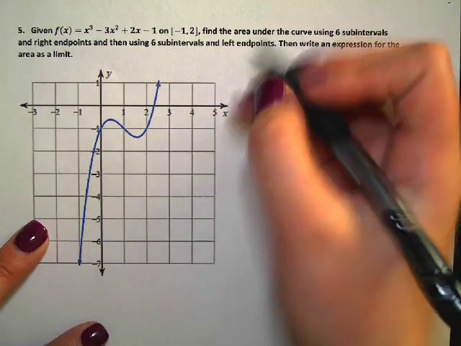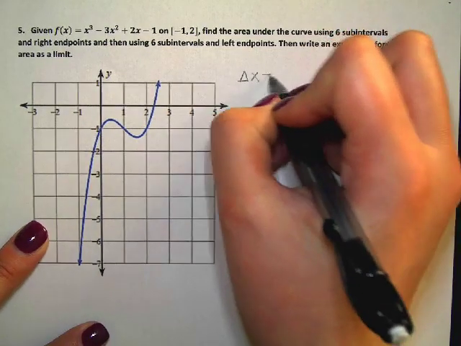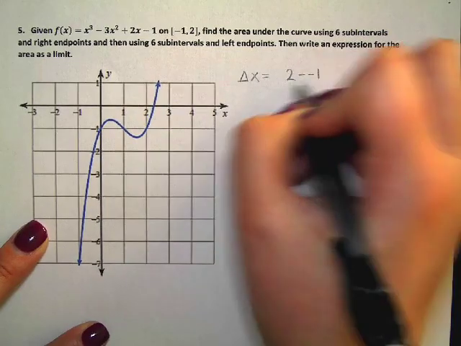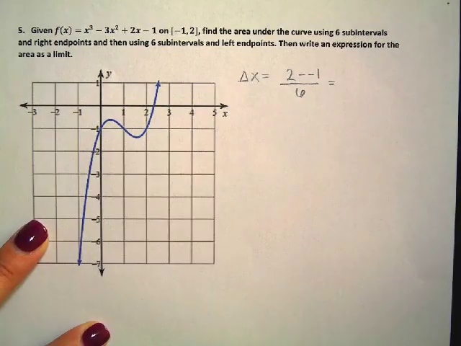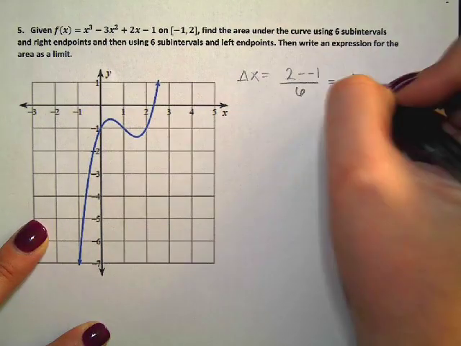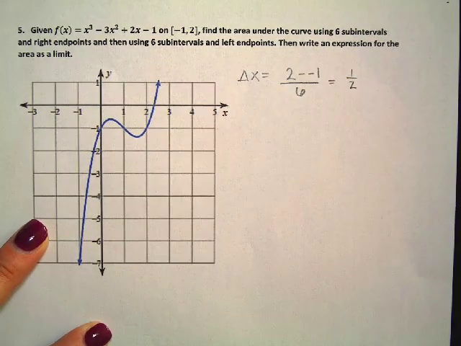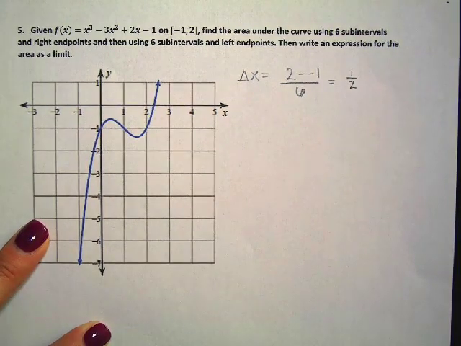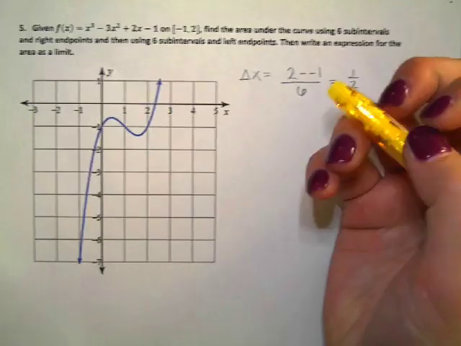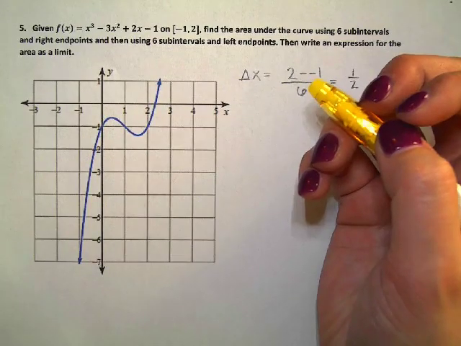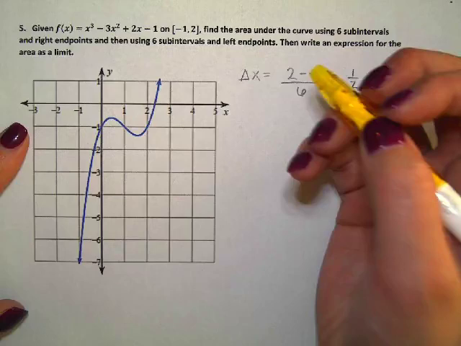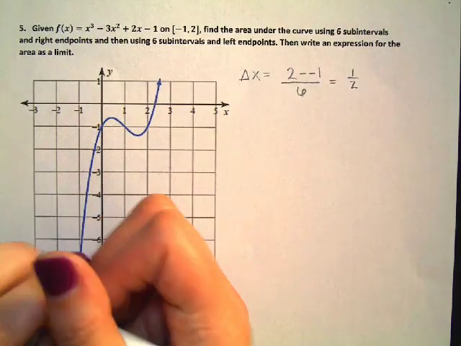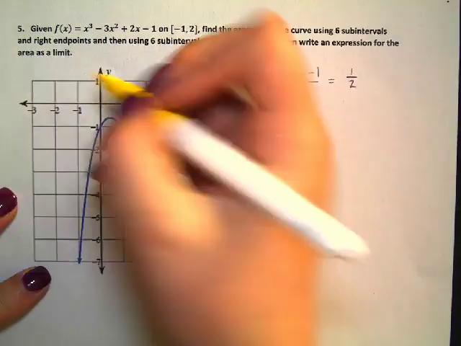So we're going to say delta x equals 2 minus negative 1, divided by 6. And so how wide are the subintervals? 1/2. Okay. If you guys would like to draw these, you can. I'm going to use colors, a light color, and then I'm going to draw on top of it with a darker color. So if you want to go grab colored pencils or markers so you can draw this, that's not a bad idea.